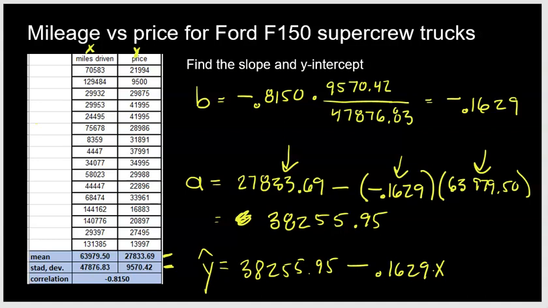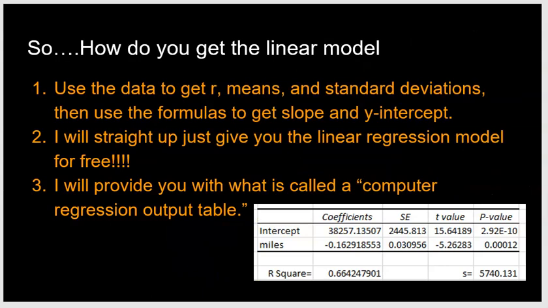So that's pretty much it, right? So in a nutshell, how do you get the linear model? Well, there's actually 3 ways you can get the linear model. One, you could use all the data like we just did to get R, get the means for X and Y, get the standard deviations for X and Y, and then use the formulas to find slope and find y-intercept. That is what's going to happen. But again, very rarely will I honestly make you do that.